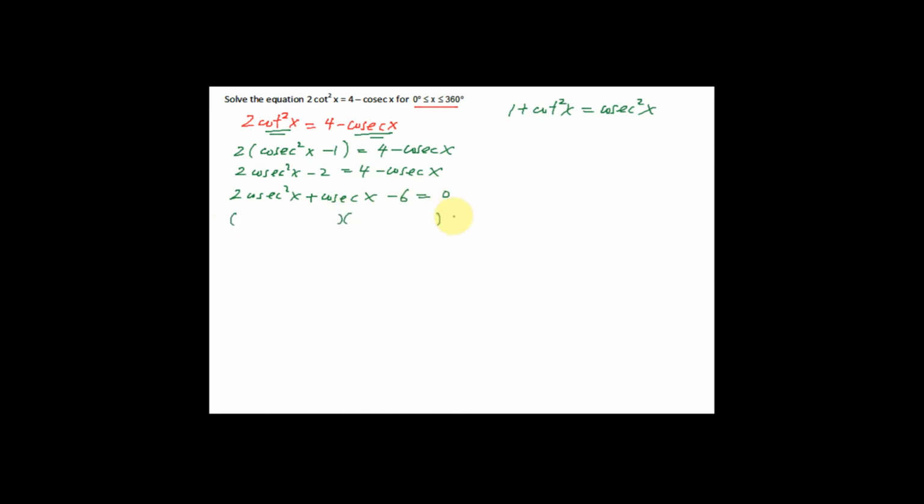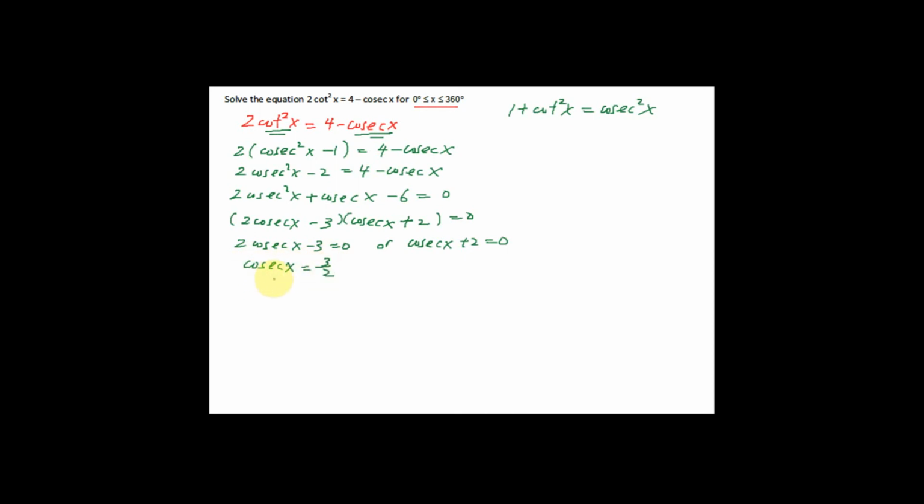Now factorize it. You have 2 cosecant x multiplied with cosecant x, which is 2 cosecant square x. Now you have 3 multiplied with 2, which is 6. You need positive cosecant x, therefore you have positive 4 cosecant x minus 3 cosecant x. Now you have 2 cosecant x minus 3 equal to 0, or cosecant x plus 2 equal to 0. So this will give you cosecant x equal to 3 over 2.